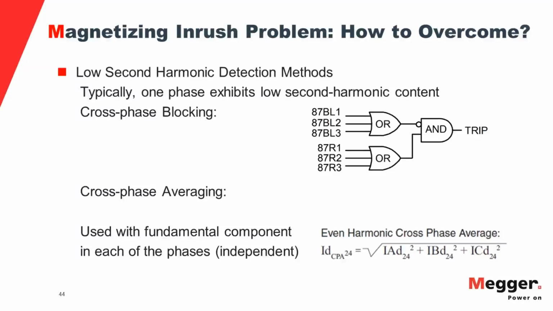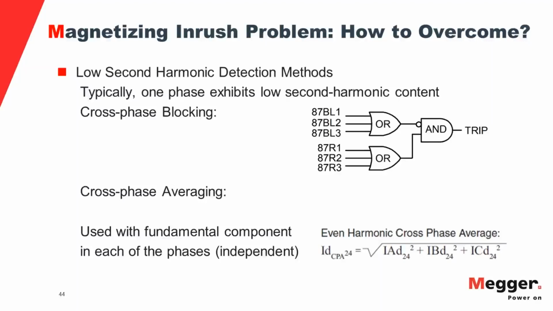So if I experience magnetizing inrush, or the second harmonic current over the fundamental current is higher than 15%, which I'm considering right now as a set value, I would declare block for all the three phases, even if it's present in only one phase.